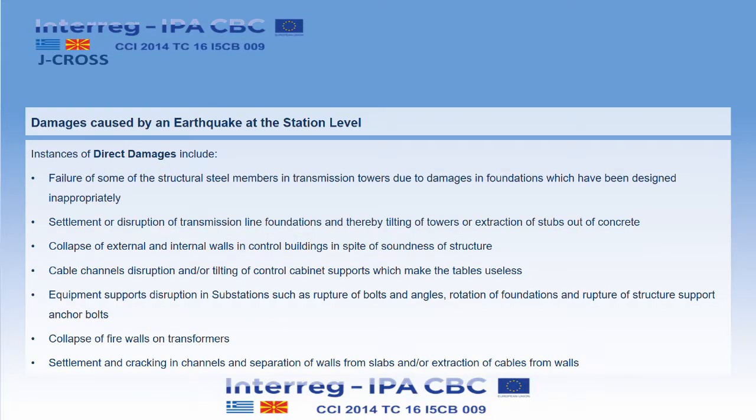Instances of direct damages include failure of some of the structural steel members in transmission towers due to damages in foundations which have been designed inappropriately. Settlement or disruption of transmission line foundations and thereby tilting of towers or extraction of stubs out of concrete. Collapse of external and internal walls in control buildings in spite of soundness of structure. Cable channels disruption and or tilting of control cabinet supports which make the cables useless. Equipment supports disruption in substations such as rupture of bolts and angles, rotation of foundations and rupture of structure support anchor bolts. Collapse of firewalls on transformers. Settlement and cracking in channels and separation of walls from slabs and or extraction of cables from walls.